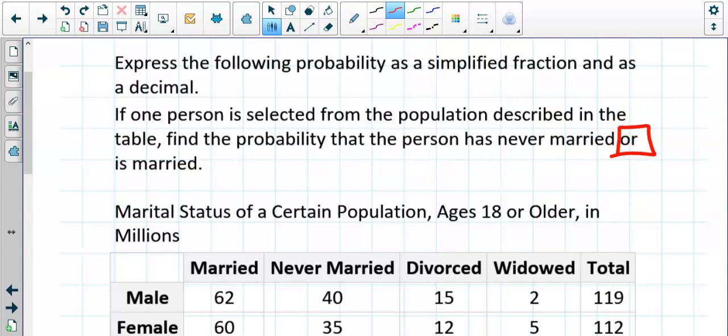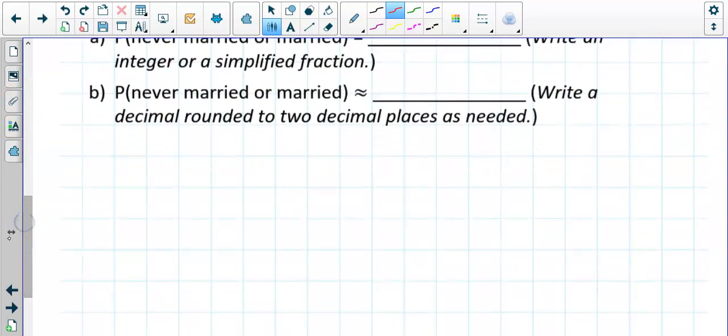So the question is, are these events mutually exclusive or not? Can you never be married and married at the same time? No, that's just weird. You can't. I mean, if you're married, that means that you're married. You're not never married, so that's just weird. Okay, so definitely in this one, we are dealing with mutually exclusive events.